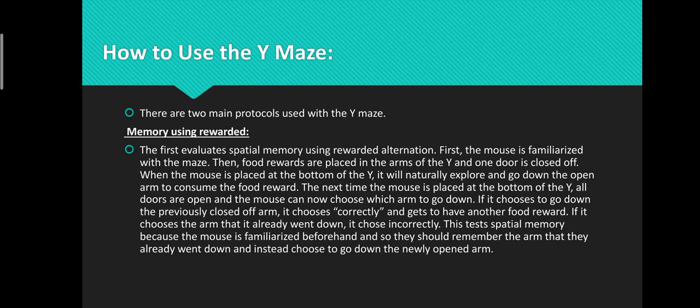The next time the mouse is placed at the bottom of the Y, all doors are open and the mouse can now choose which arm to go down. This is basically the first protocol.